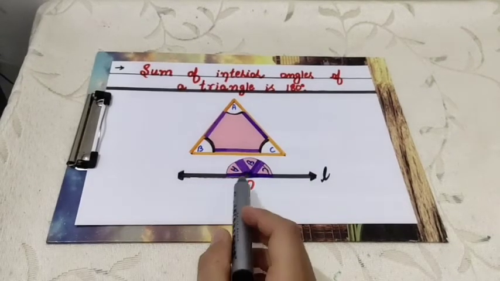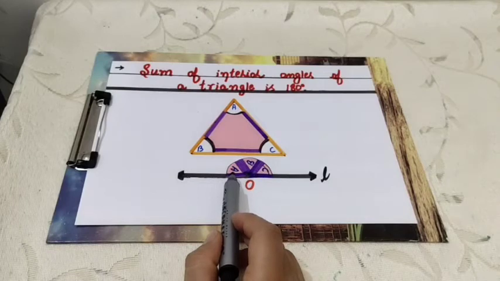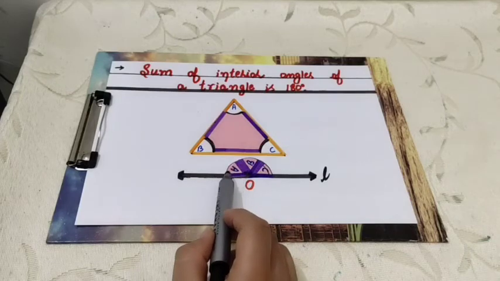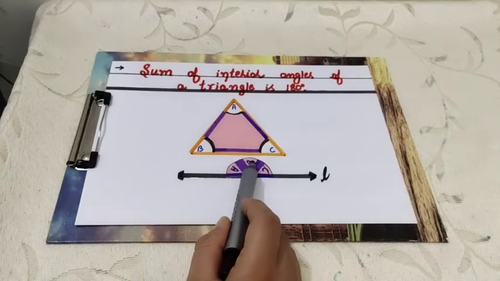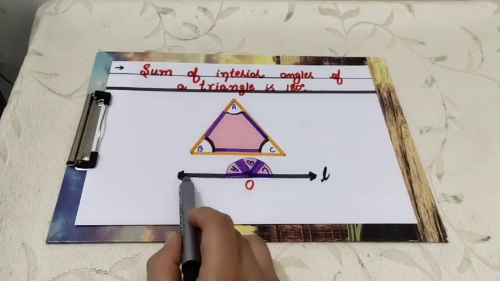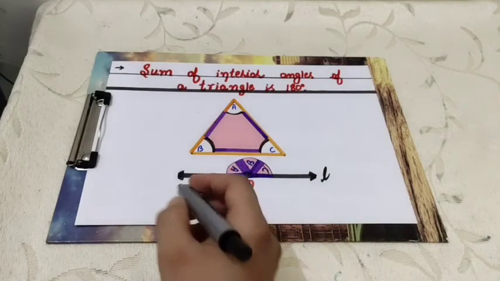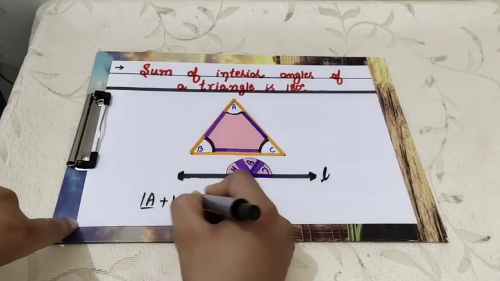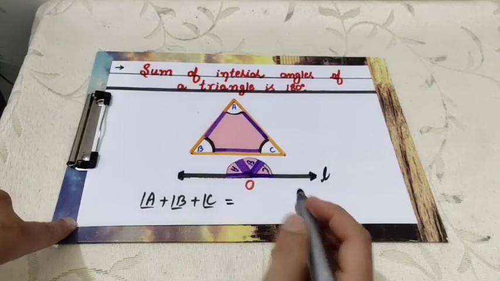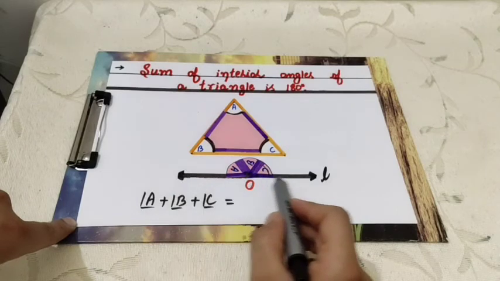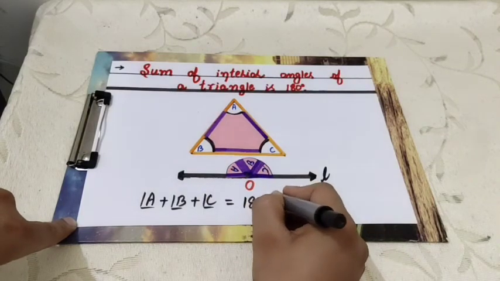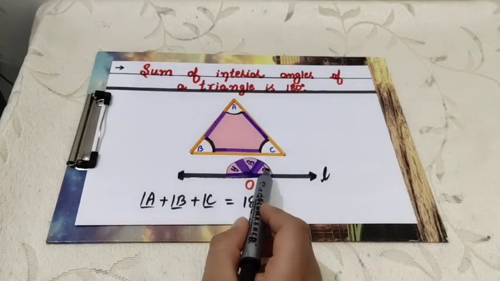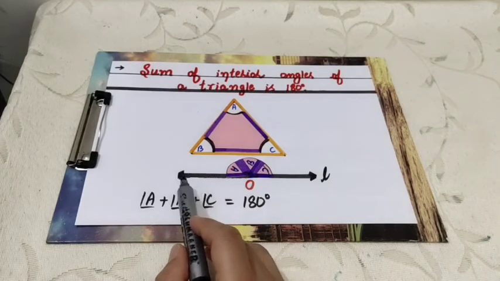Now here we can see that the angles corresponding to sector A, sector B and sector C, or you can say the angles corresponding to these arcs, these 3 angles, form a straight line. Means angle A, angle B and angle C form a straight line, and we know that the measure of a straight angle is 180 degrees. So from here we can conclude that the sum of angle A, angle B and angle C is 180 degrees because they form a straight line.